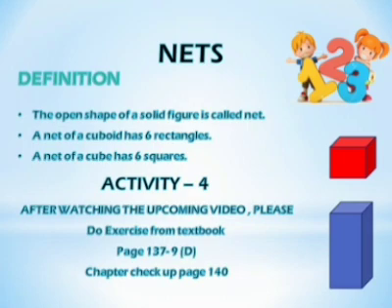Next, coming the most interesting topic, nets. Definition. The open shape of a solid figure is called net. A net of a cuboid has 6 rectangles. A net of a cube has 6 squares. Now the activity is, after watching the upcoming video, please do the exercise from the textbook. Page 137, 9D, chapter checkup, page 140.